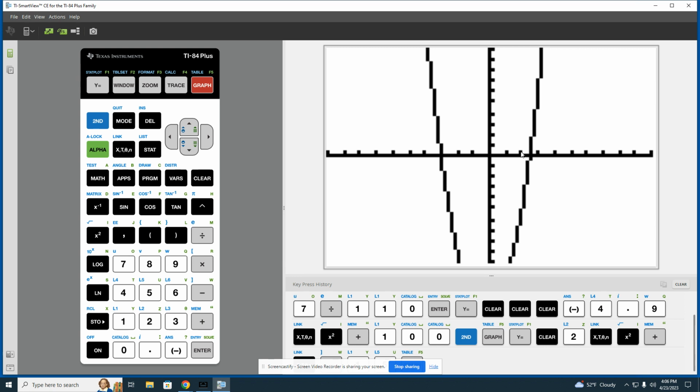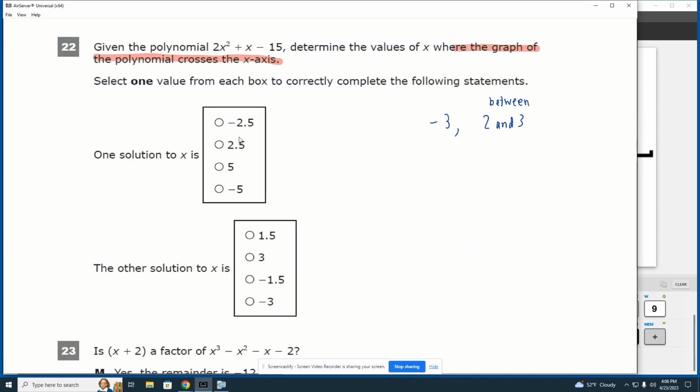So let's go and look at our answers. You have them in front of you. So I look at this group. Do you see any -3s there? No. Do you see any between 2 and 3s? Well, sure, right there, 2.5. I could have looked specifically at the graph and found that it was 2.5, but I didn't even need to because that's the only choice that matches. Now look at the bottom, and the other solution is -3. There it is. So 2.5 and -3.